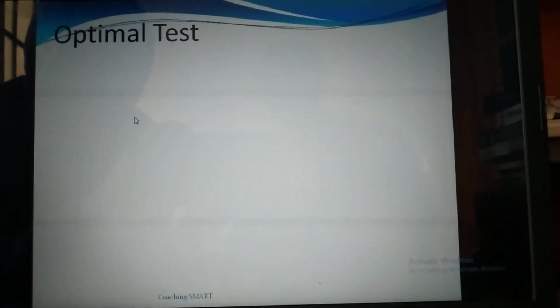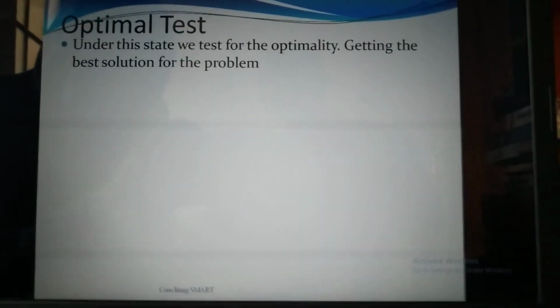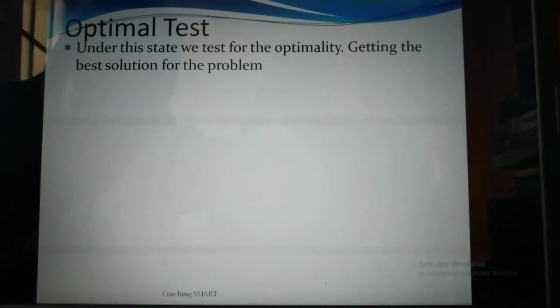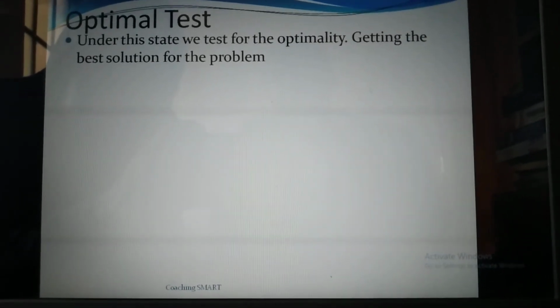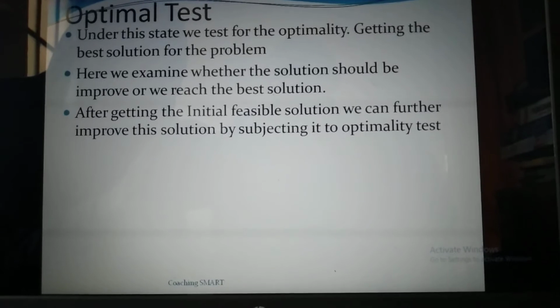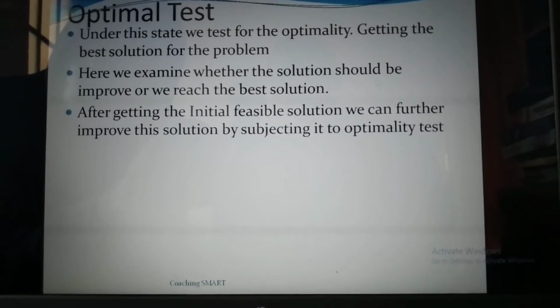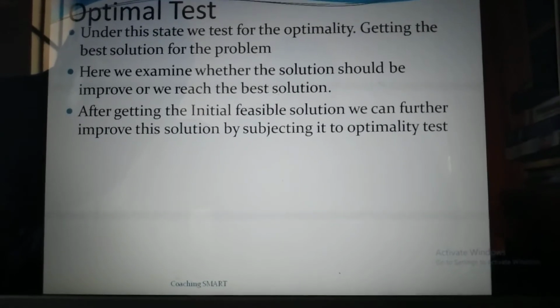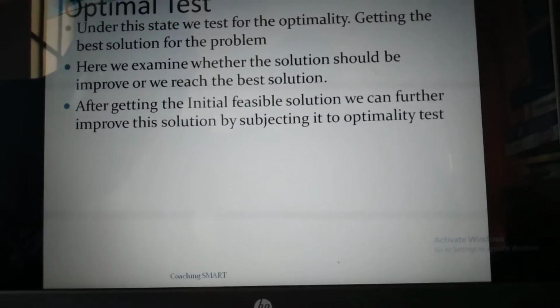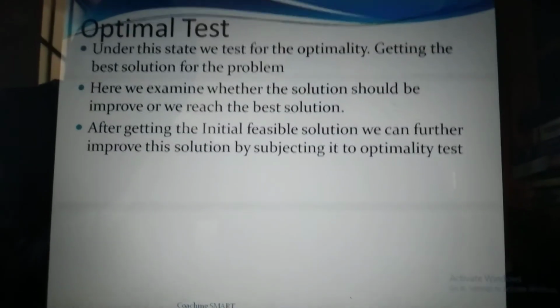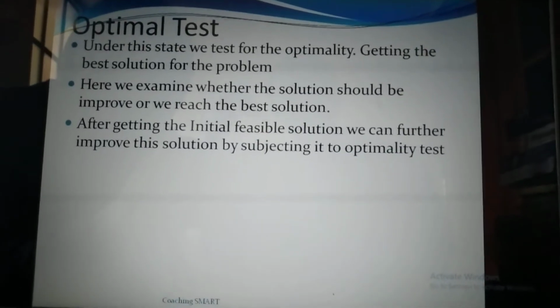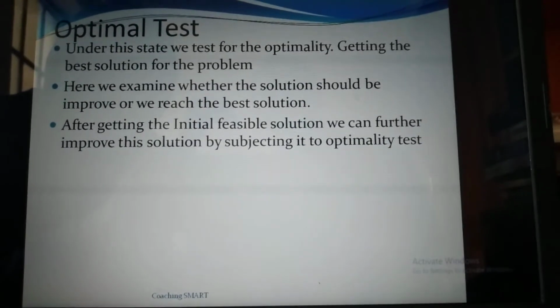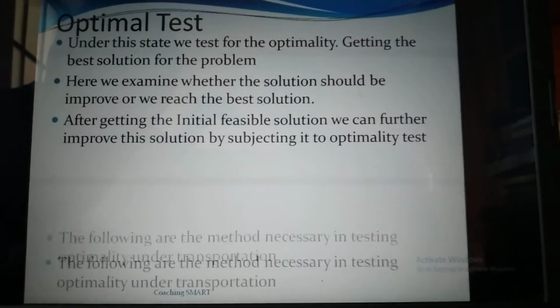We want to test whether our solution is optimal or not. So how do you test the optimality? Under this stage, we test for optimality, getting the best solution for the problem. Here we examine whether the solution should be improved or we have reached the best solution. After getting the initial feasible solution, we can further improve it by subjecting it to an optimality test.